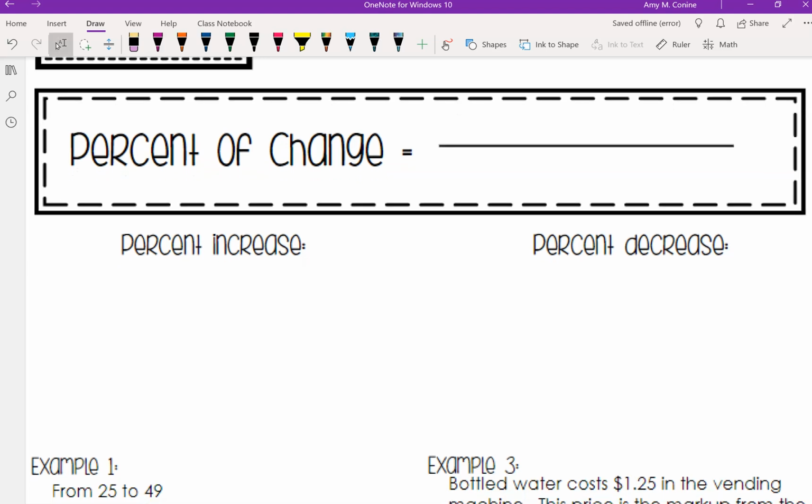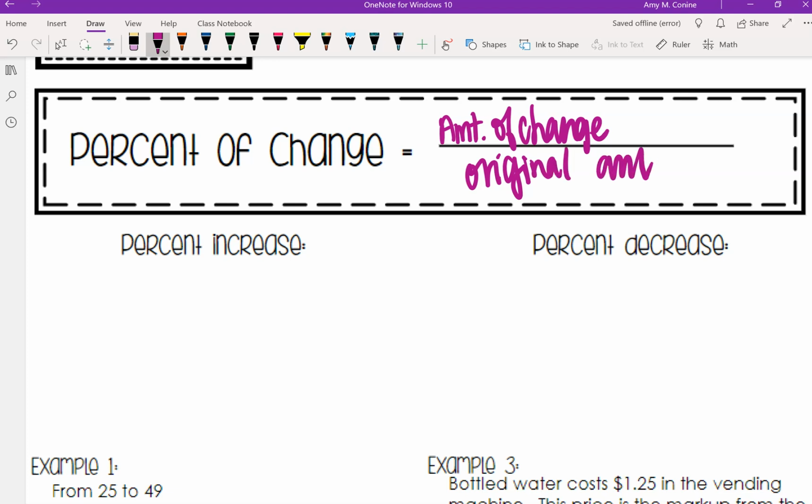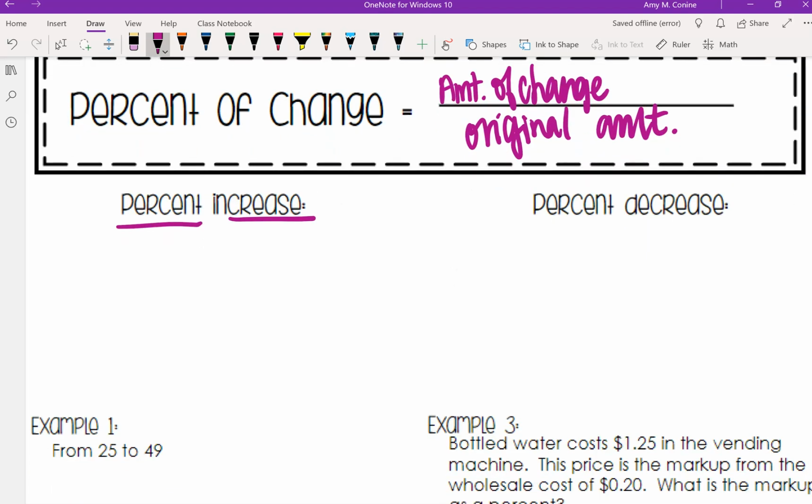So then the second thing we're going to find is percent of change. To find the percent of change, it's really the amount of change, and we're going to talk about how to find that, divided by the original amount. Okay, original amount. So percent increase, okay, when you have a percent increase, if my pen will work, whoa, super fun.